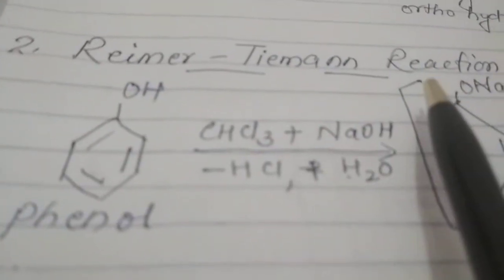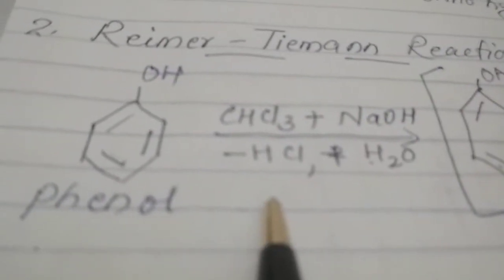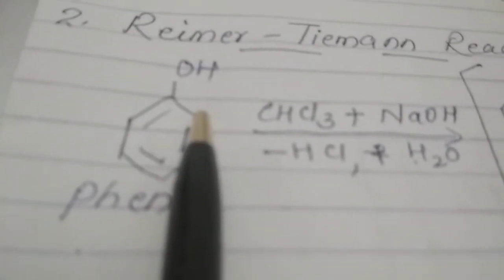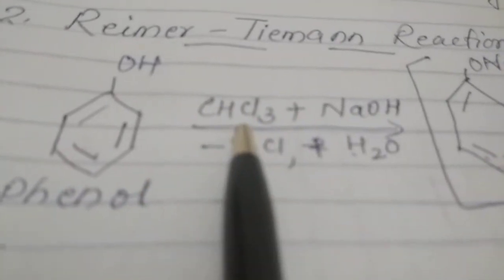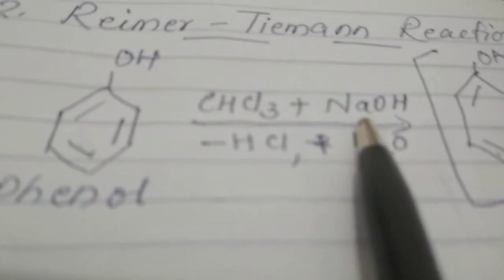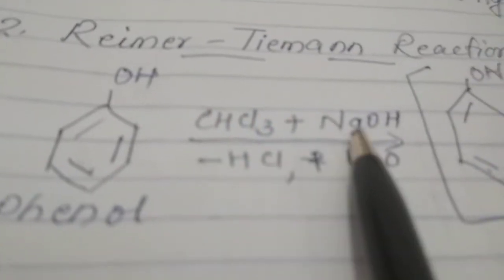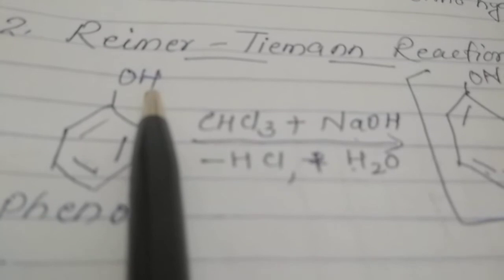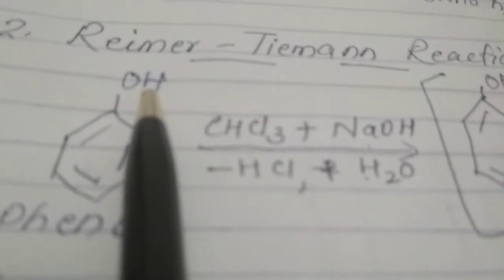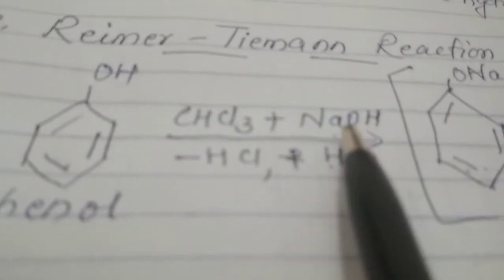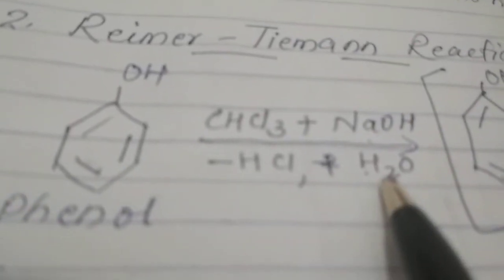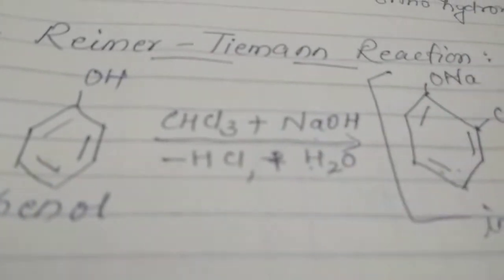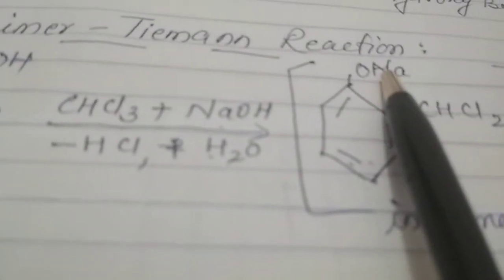Now, what is the Reimer-Tiemann reaction? Try to understand, children. It is a little bit complicated. In this reaction also, phenol is taken. Phenol is treated with chloroform and sodium hydroxide. Chloroform and sodium hydroxide, keep this in mind. Here the H of the hydroxyl group attached to the benzene ring reacts with the OH of this base and forms water, which is removed. And in place of H, sodium gets attached. You can see the sodium getting attached here.